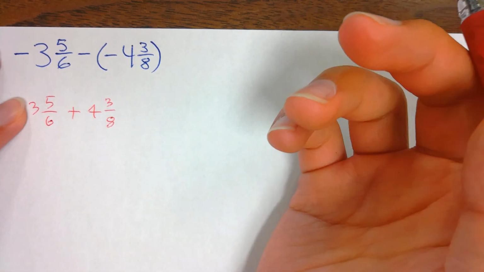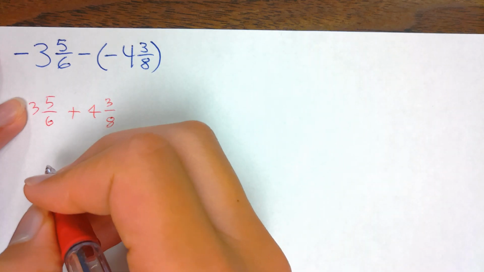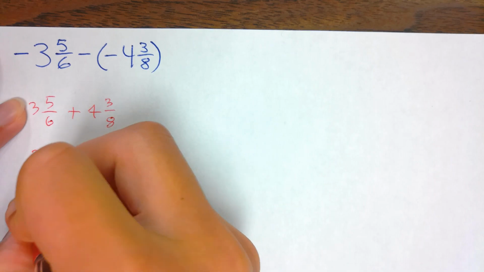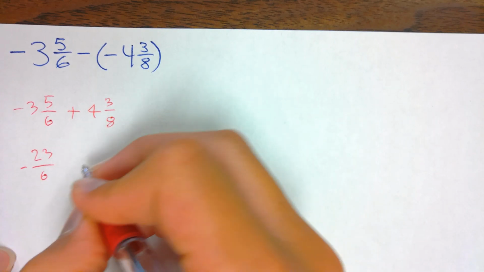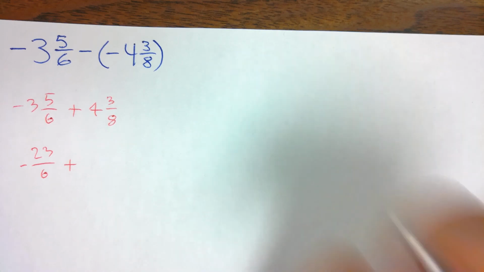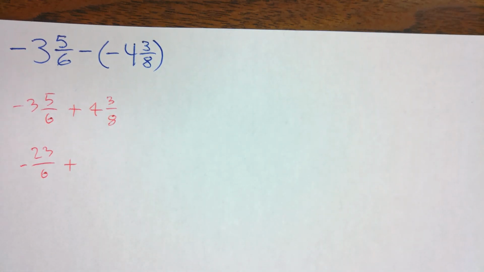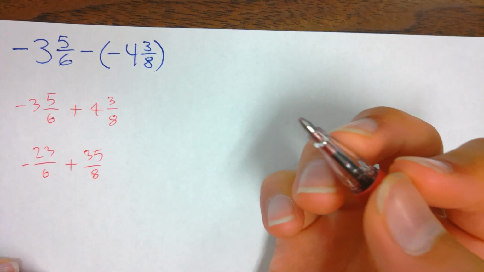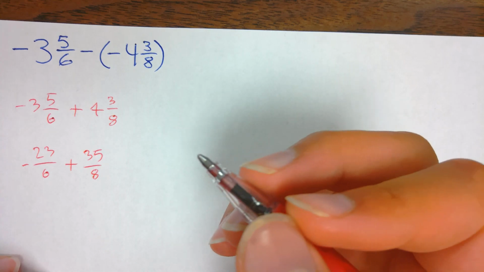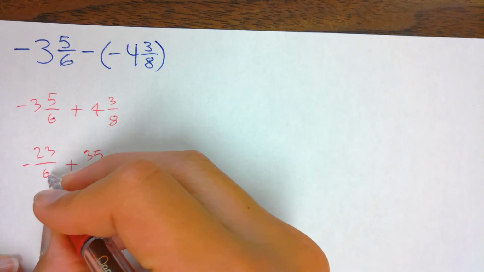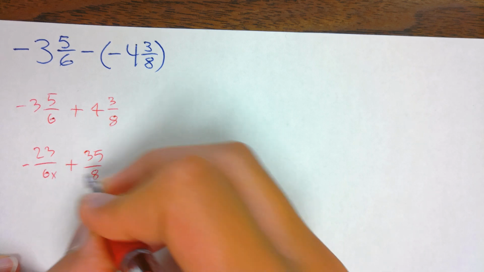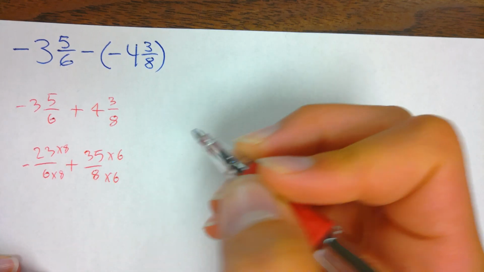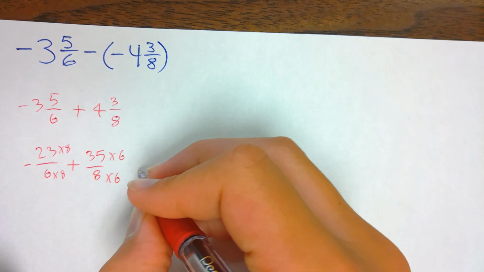So I just cover the minus. 3 times 6 is 18, plus 5 is 23. Good. 23 over 6, minus 23 over 6. Yep. And then 4 times 8 is 32 plus 3, 35. Good. 35 over 8. Then I put it into the same denominator, the lowest common denominator, because we're adding and subtracting. Times 8. Times 6. And then you get a denominator of 48.